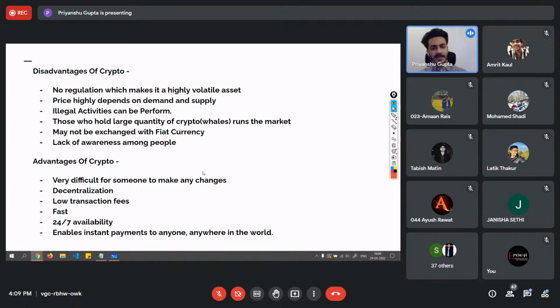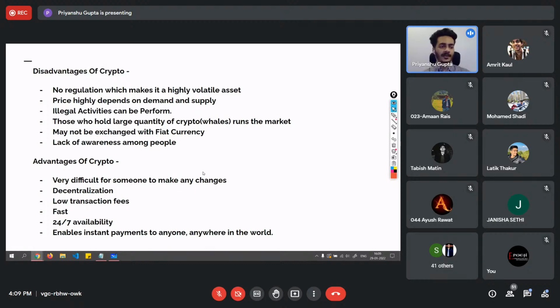And maybe in India, they are not directly exchanged with fiat currencies. You cannot pay bills using crypto directly right now. But on the crypto app, we have something called crypto pay, through which you can do so to some extent. I will surely tell about that feature too. Then there is lack of awareness among people, because people are not aware of how Bitcoin is actually working. They don't know.